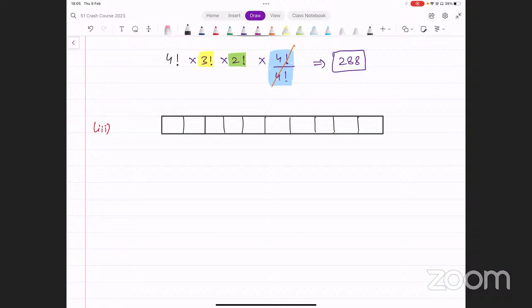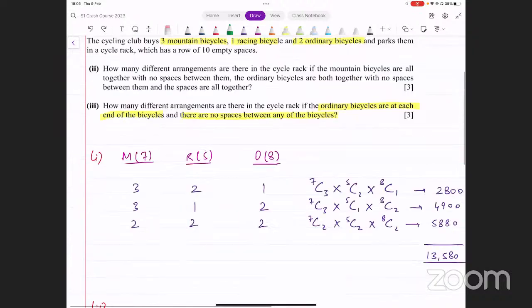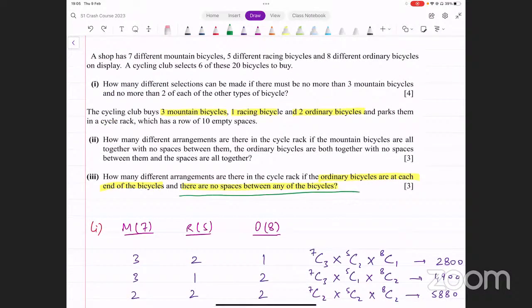Okay, these are the 10 parking spaces that we have. Now, the ordinary bicycles have to be at each end. You might think initially that one could be here and another could be here, but that's not possible because, remember, there can't be any gaps between the bicycles. So if you had ordinary bicycles at the ends, there would be gaps between bicycles. It says there are no spaces between any of the bicycles.